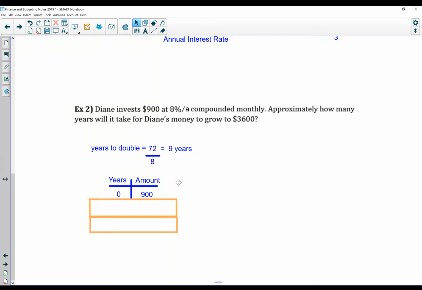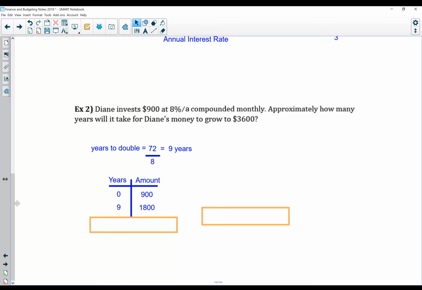So if I set up a little chart here, for the amount of years that I start with, I start at 0 years, of course, and I have $900. After 9 years, I want that little thing to disappear. Go away. I'll just move it then. Apparently my mouse isn't working.